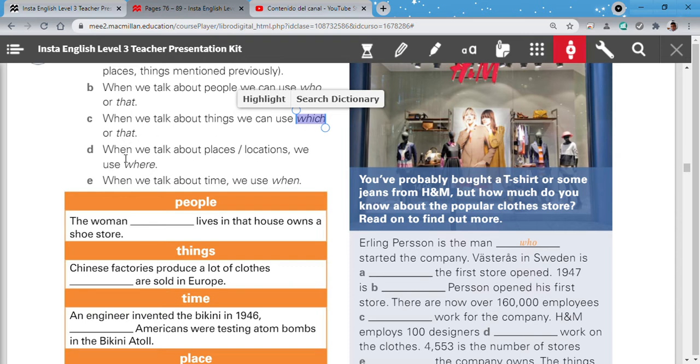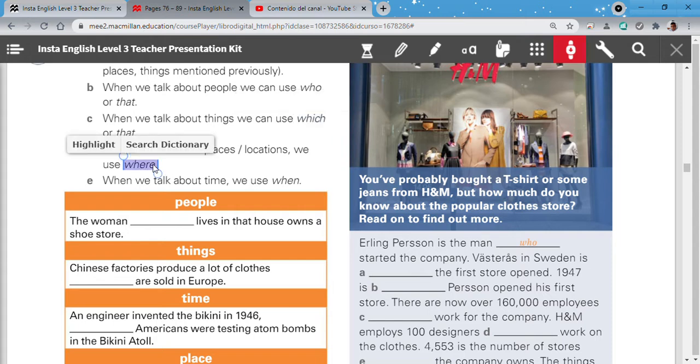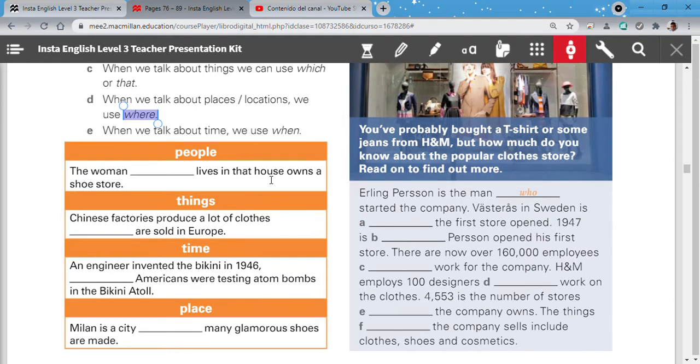Letter D. When we talk about places, locations, we use where. Okay, remember, places or locations. And letter E. When we talk about time, we use when. Time could be the hour, the year, or a month. Okay, let's see.